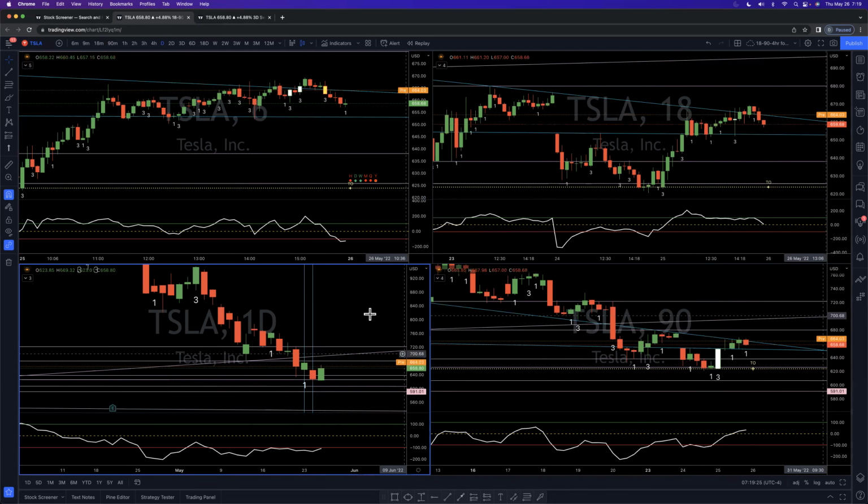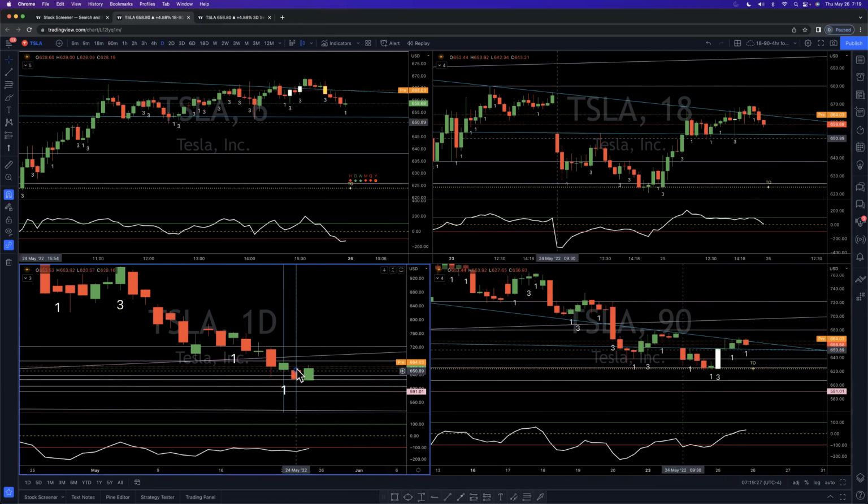So at the open, this is the daily, if you can see this, the low of May 24th was 620.57. Yesterday's low was 623.01. So when it opened, it did not take the low of the day. All right, so we knew we weren't going to go short at the open.